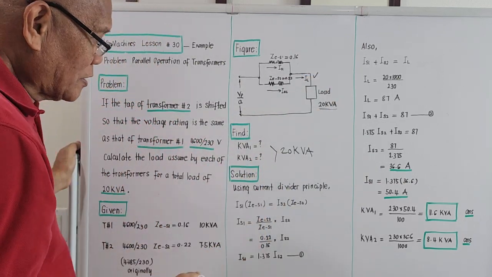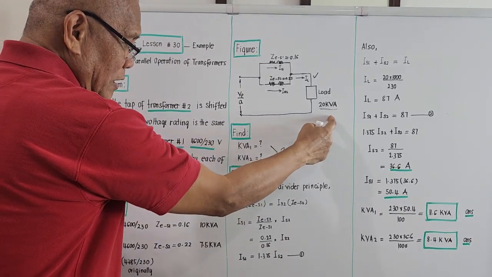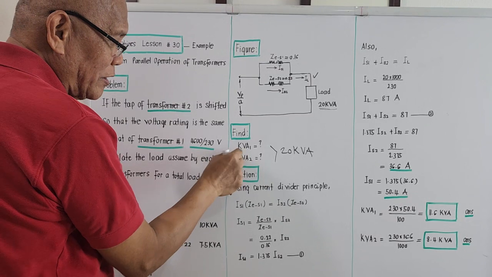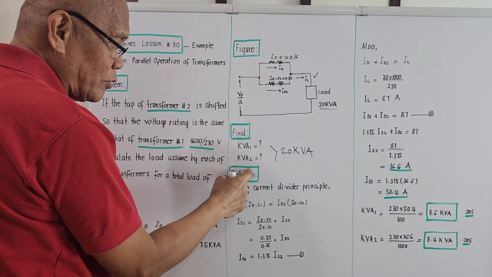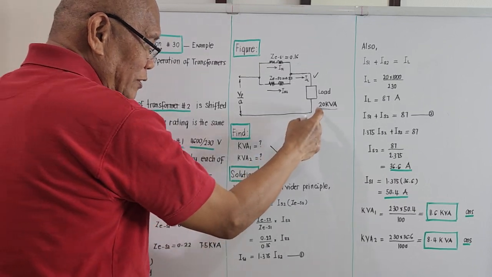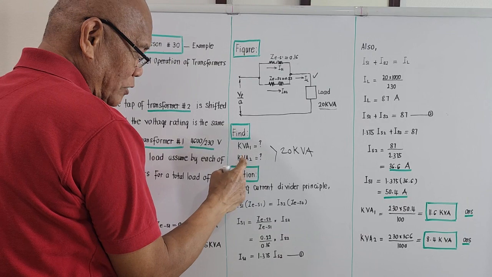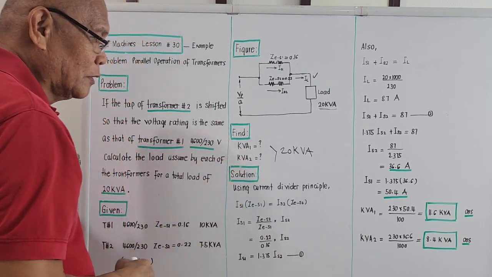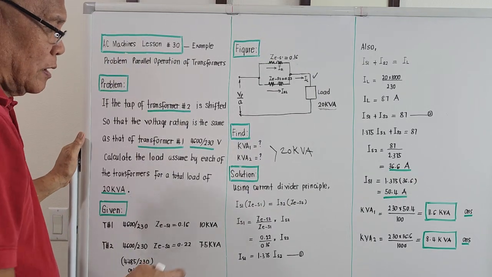So the problem is asking for a total load of 20 kVA, how much will be the load carried by transformer number 1 and what will be the load carried by transformer number 2. Out of the 20 kVA, how much is for transformer number 1 and how much is for transformer number 2? Let's bring out the solution of this one.